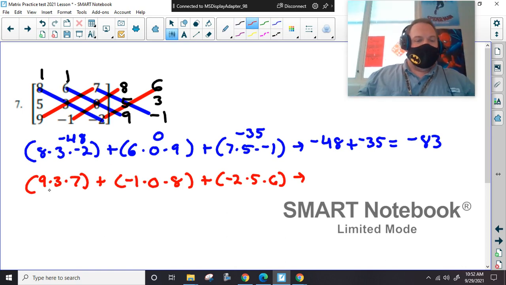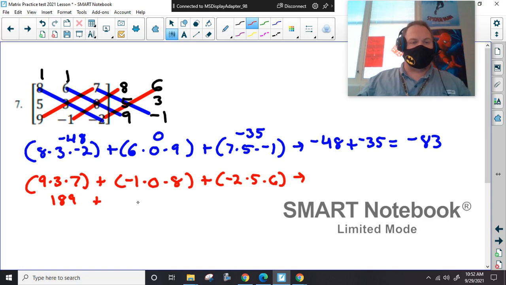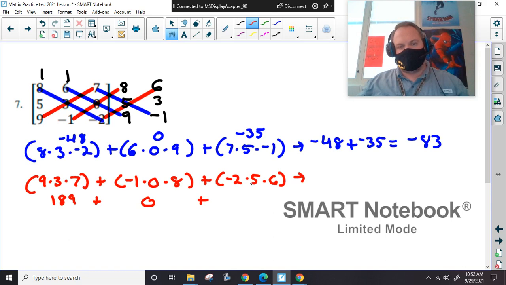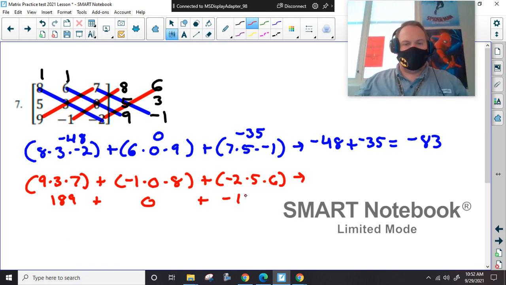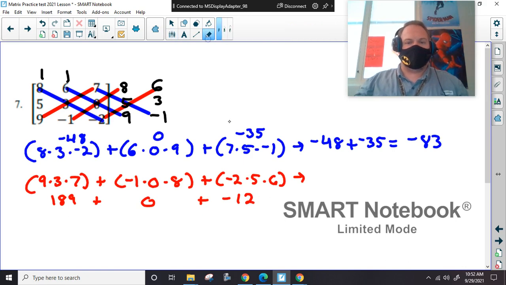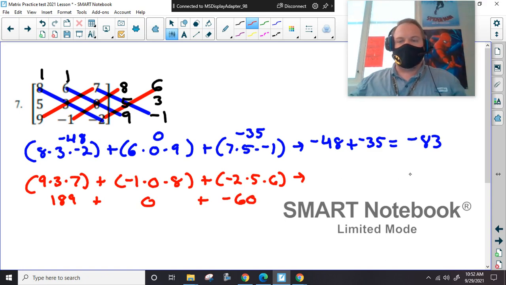Now, 9 times 3 times 7 is 189. Plus this is 0, plus, let's see, this is -10, so this is -60. Well, not 16. It does equal 129. I still can't write -60 for some reason. All right, so this is 129.